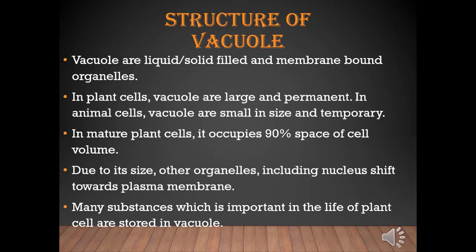In mature plant cells, it occupies 90% of the cell volume. Due to its size, other organelles, including the nucleus, shift towards the plasma membrane. Many substances, which are important in the life of the plant cell, are stored in the vacuole.